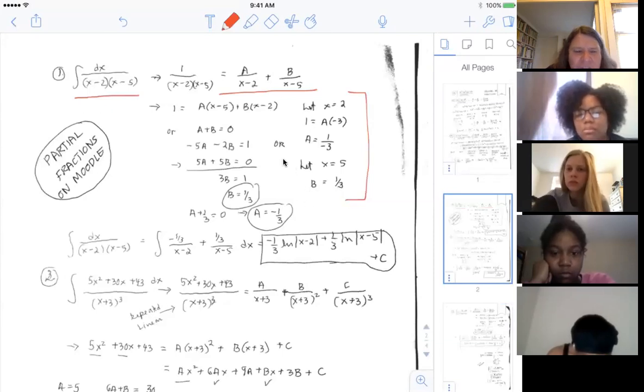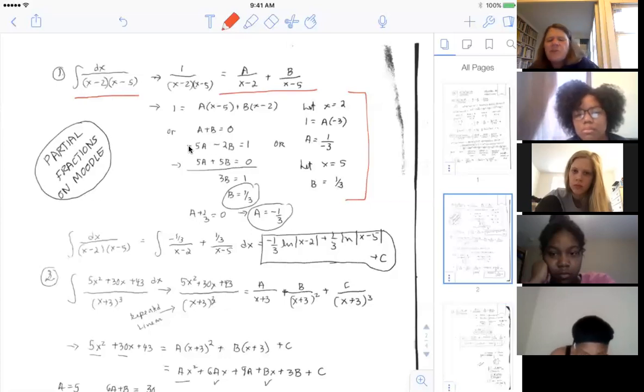Dylan, you tried this one, and I think you made a sign error right in here when you did it by substitution. That's the other way, solving a system of equations. You can say, well, the coefficient on x is 0 over here, so A plus B is 0. Minus 5A minus 2B is the constant, so it's got to be 1. I think what happened is you didn't see your negative sign right there, and I think you got 1/7 or something like that. But anyway, it should have been 1/3 and minus 1/3.